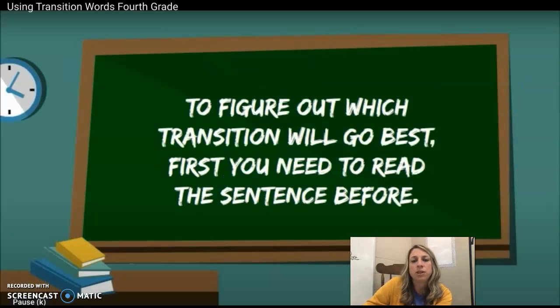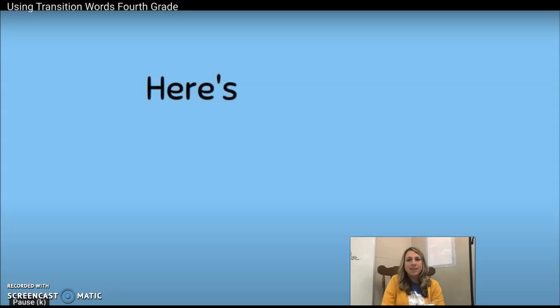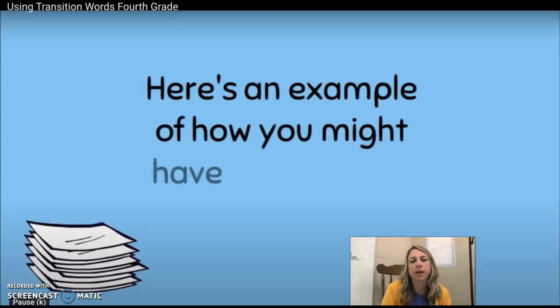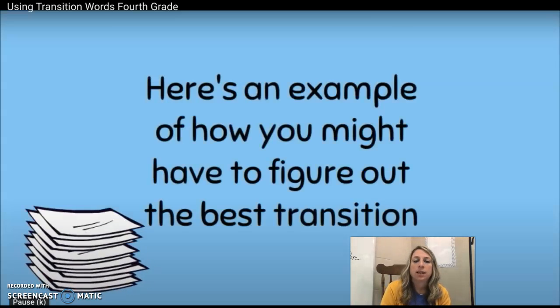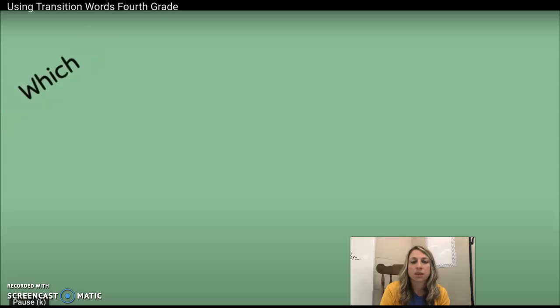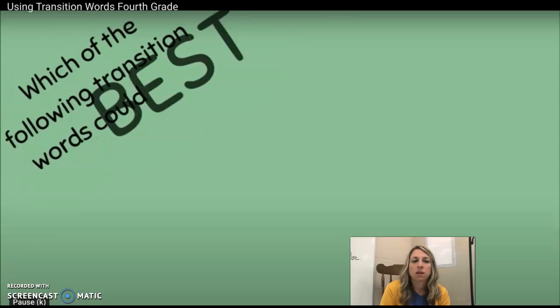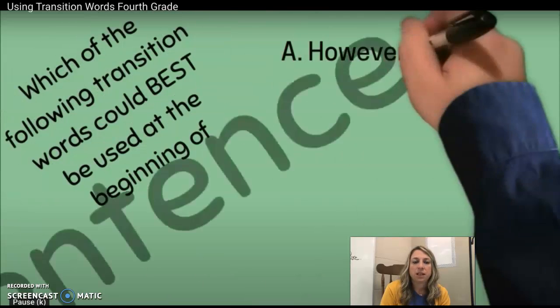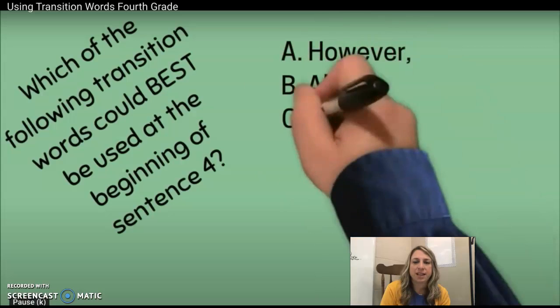It says to figure out which transition will go best, first you need to read the sentence before it. We have to know what is happening in the story. So here we go. Let's look at an example that we would see on like a test. And you've seen a question like this yesterday.